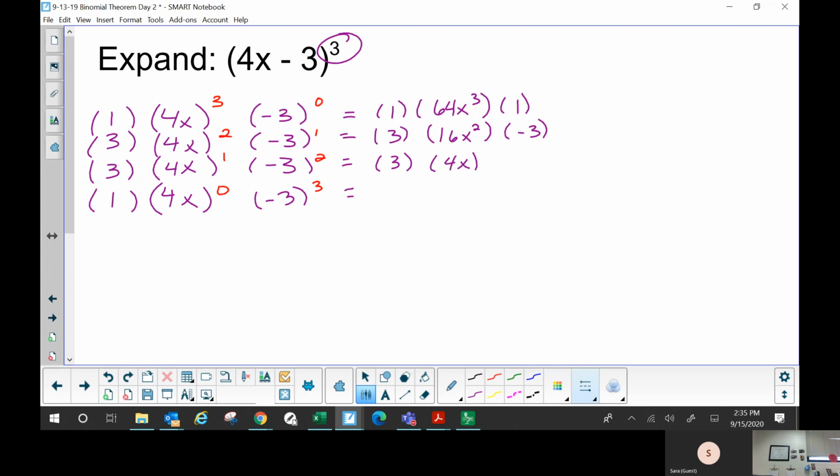And then what's (-3) squared? What's -3 times -3? +9. Then we have 1. Anything to the 0 power is still 1, no matter if you have a variable there or not. And then what is -3 to the 3rd power?